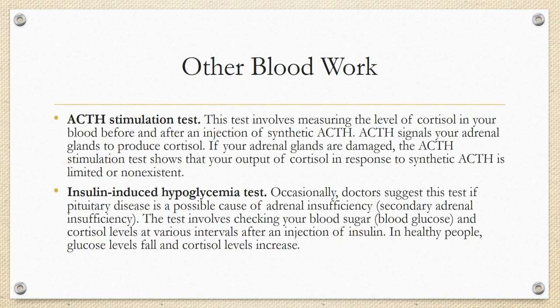Other blood work: they will possibly do an ACTH stimulation test. The test involves measuring the level of cortisol in your blood before and after an injection of synthetic ACTH. ACTH signals your adrenal glands to produce cortisol, and if your adrenal glands are damaged, the ACTH stimulation test shows that your output of cortisol in response to synthetic ACTH is limited or non-existent.